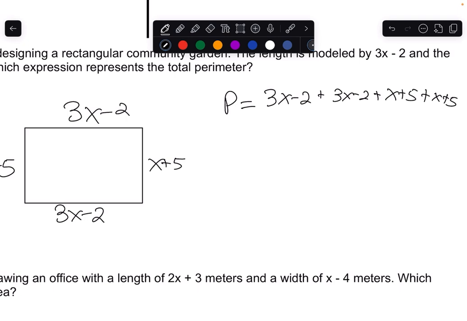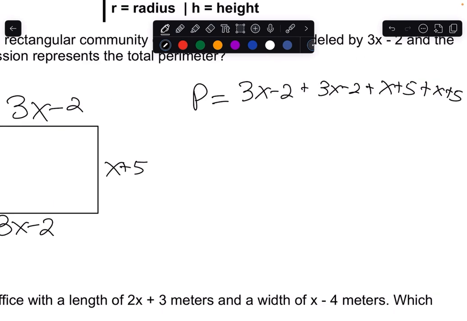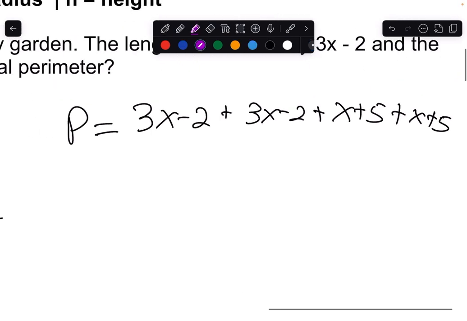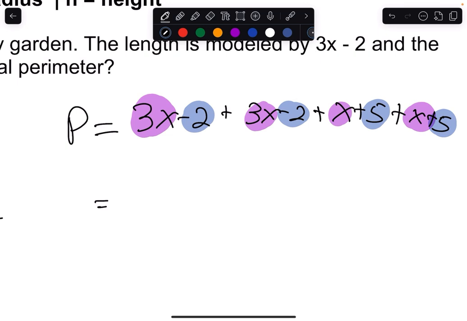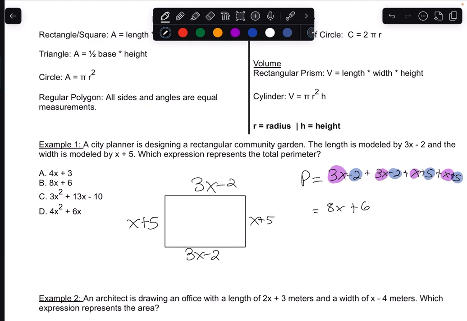Now, the good news is it does work out nicely that we just need to combine like terms. All the x's come together. All the constants or numbers in this case come together. We'll be left with 3 plus 3 plus 1 plus 1 is 8x. Negative 2 and negative 2 is negative 4. Plus a 10 would be a positive 6, which in this case would be answer choice B.